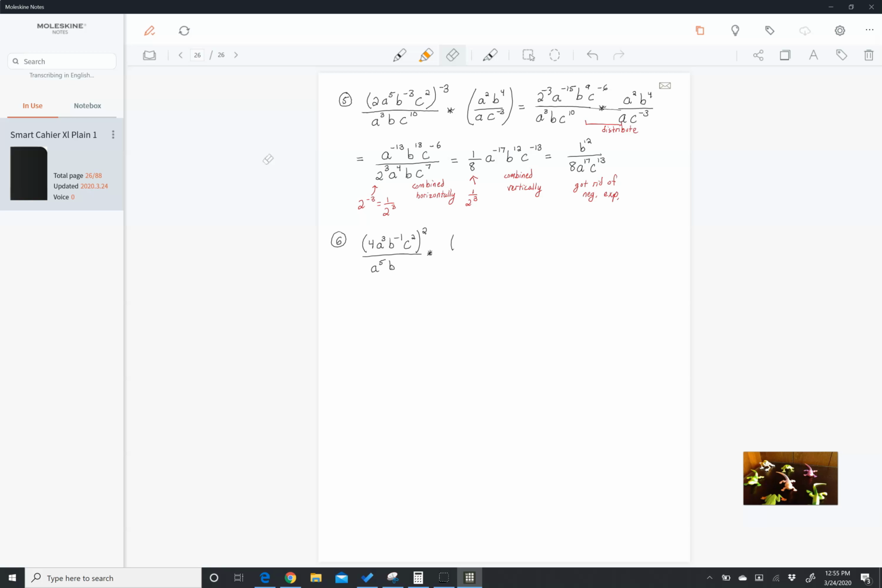Over 2, a to the 5th b cubed c to the negative 5. We'll raise this to the negative 2 over b cubed c squared. And we'll add in another one here. So again, this is the hardest that it's ever going to get.